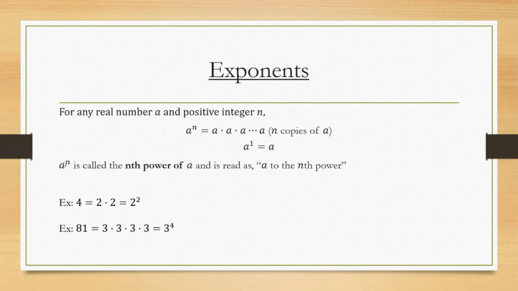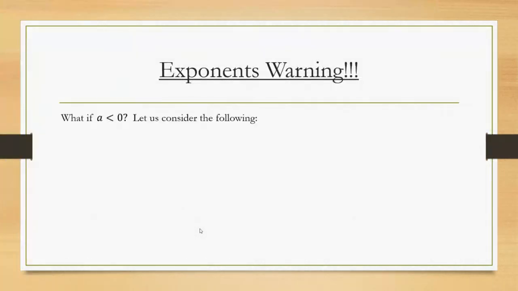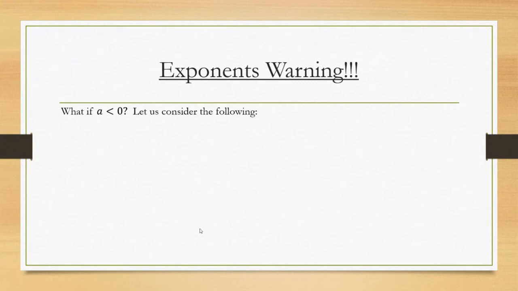So that's what happens here. And these are just some examples I threw in there for fun. For instance, we have 4 is 2 times 2, which is 2 squared. And 81 is just 3 raised to the 4th. 3 to the 4th is 3 times itself 4 times. That is, you're multiplying 4 copies of 3 together.